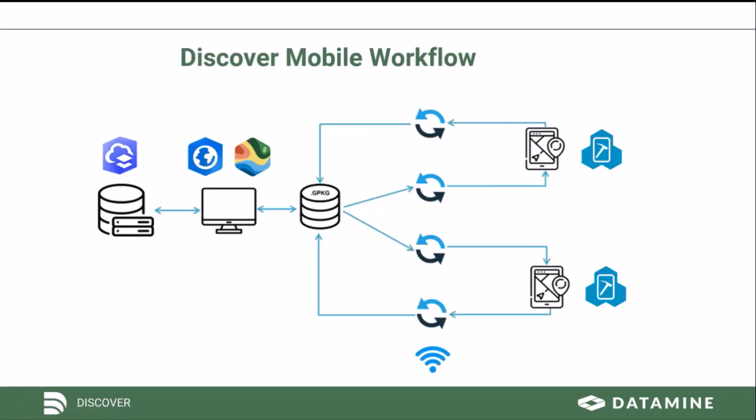This is the typical workflow of a mobile project. Over to the left, you can see the database there. That might be ArcGIS Online, could just be any sort of spatial database. It goes onto your desktop, and that's where ArcGIS Pro or MapInfo Pro live. Then you create a project, which is this middle database, and then you synchronize out to your field devices, and then you go back. So that's a typical workflow of a mobile project.